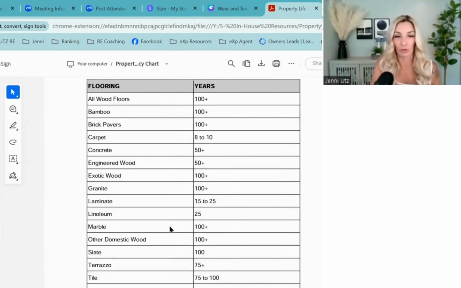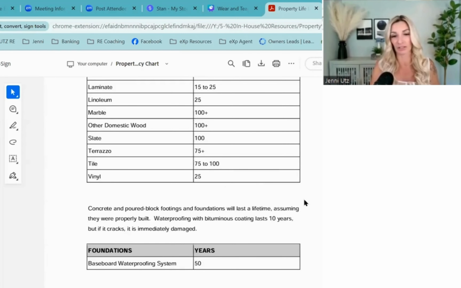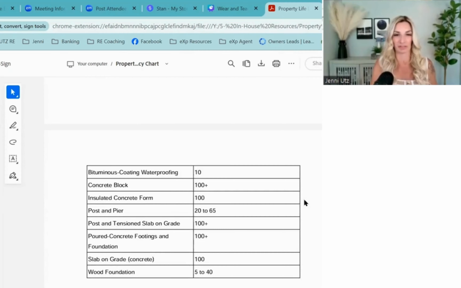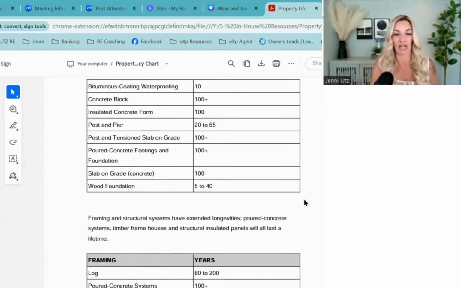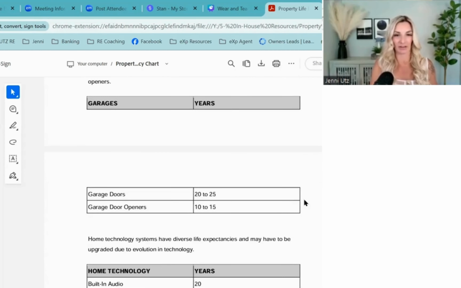So yeah, different flooring. Once again, carpet, 8 to 10 years. So if someone is damaging the carpet and it's already been a decent length, you might not be getting the full amount of money that you're actually going to pay for a carpet replacement. So as you can see, there's just a lot of things that go into what it looks like for life expectancy and how to handle that.